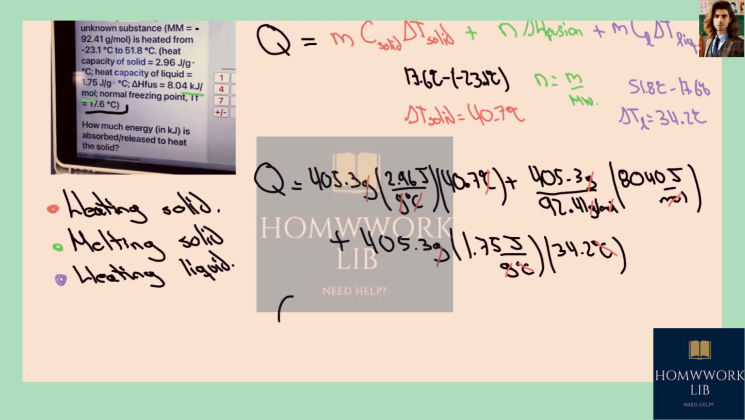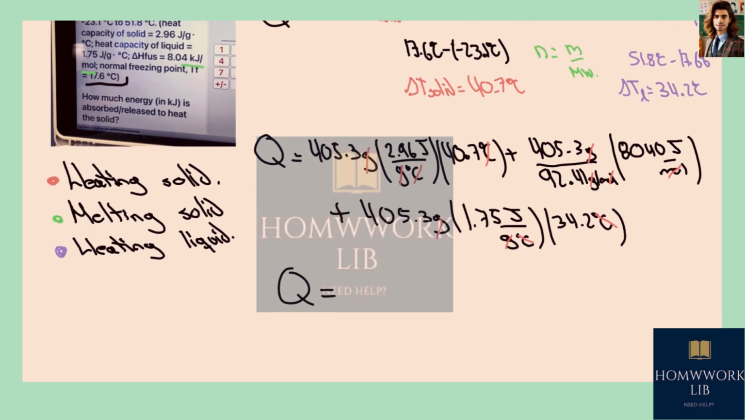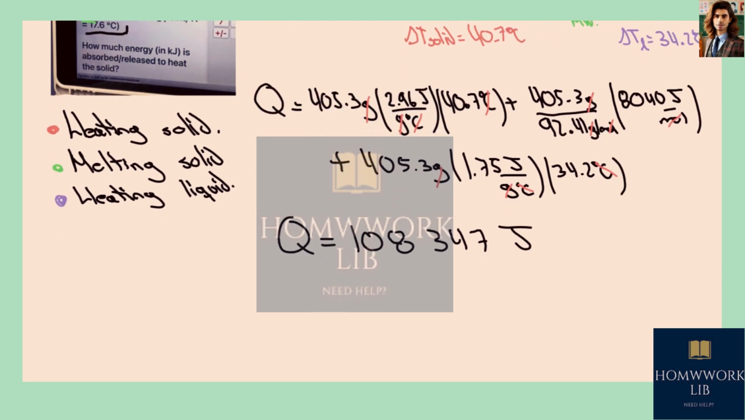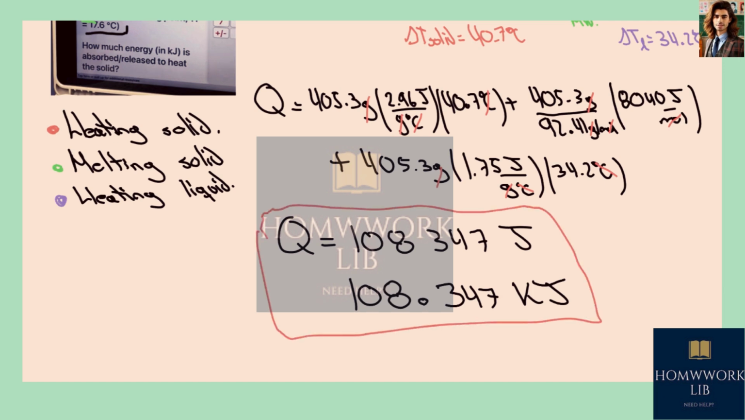So the value for Q that is going to be absorbed by the substance when we heat it up is equal to 108,347 joules, which corresponds in kilojoules to 108.347 kilojoules of energy absorbed. So this would be your final answer.